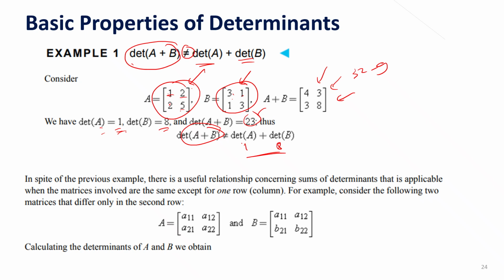Okay, in spite of the previous example, there is a useful relationship concerning the sum of determinants, which can be applied when it involves matrices with the same entries except for one row. Take this example. If you have A and B, the first row is the same, but this one is different. Then if you have a matrix C which is equal to A plus B, how do you calculate C? There is a relationship for that.